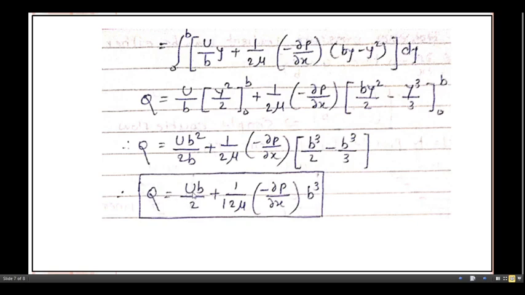Now at last we can get this relation: q equals U into b by 2 plus 1 upon 12 mu into minus dabba p by dabba x into b cube. In this way you can get the final relation for the discharge.